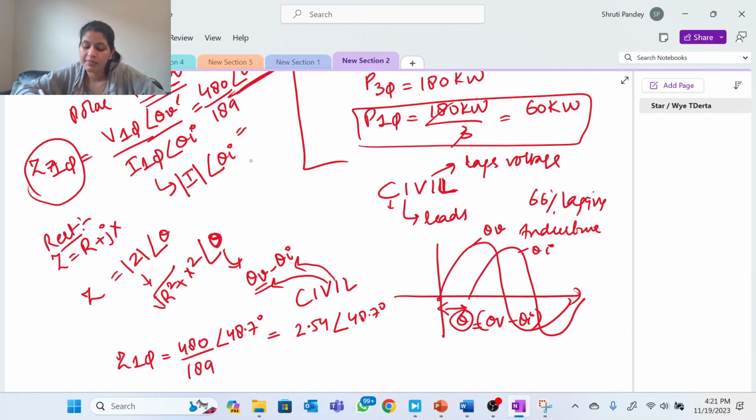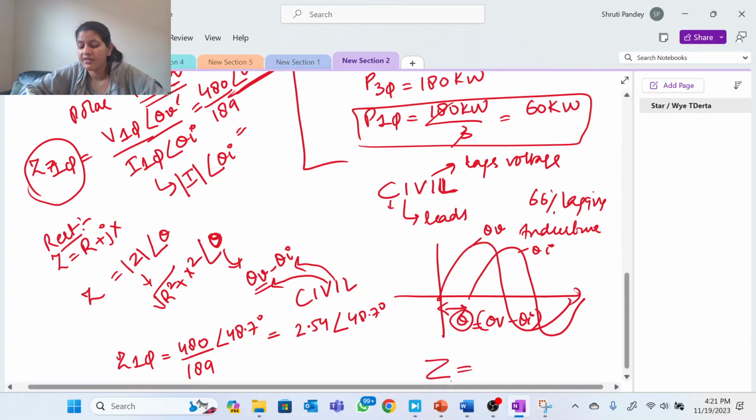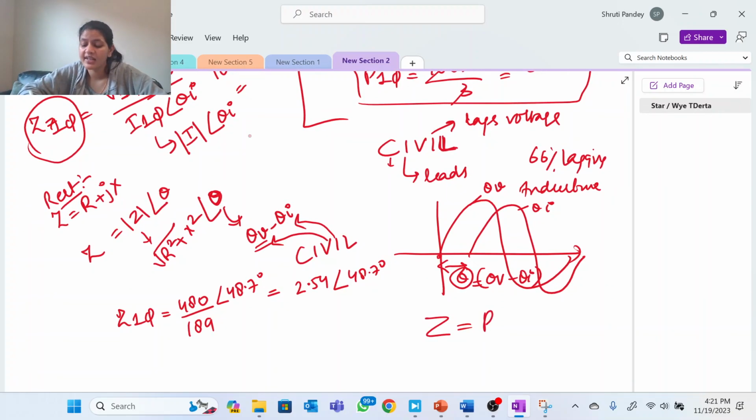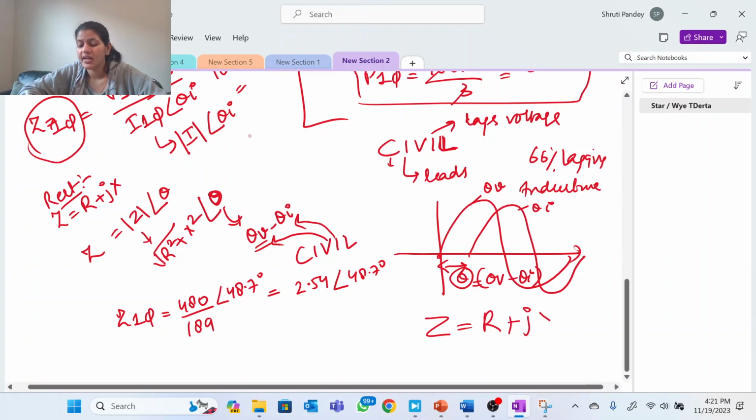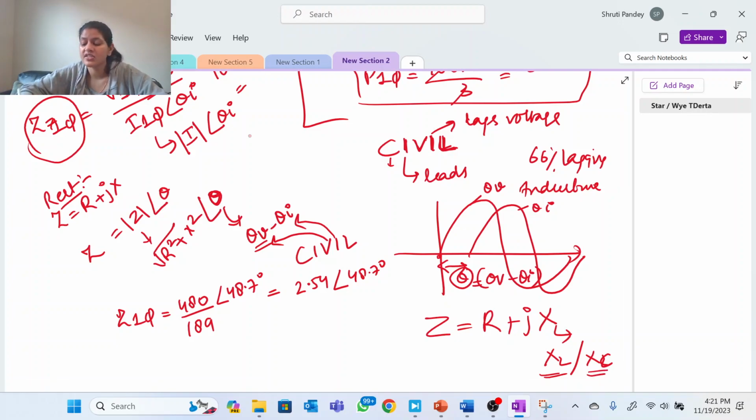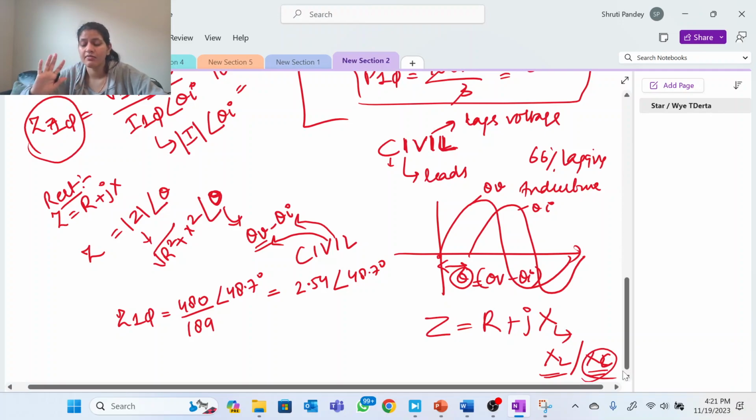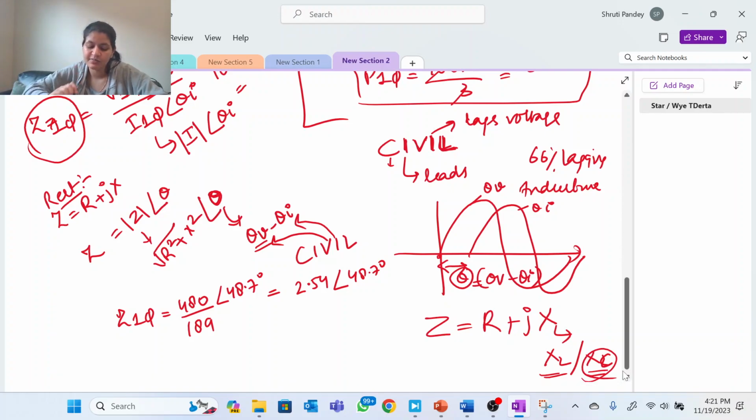So you need to remember that whenever some Z is given, it has an R component and an X component. X can be either XL or XC. You can know this by whether current is lagging, then it is XL. When current is leading the voltage, then it is XC. It will have a negative or positive Q, or reactive power, as per that.